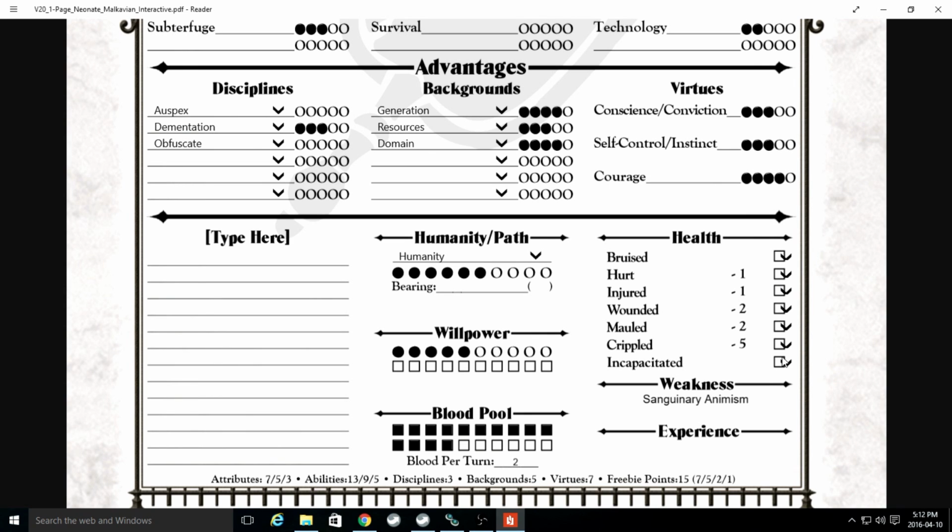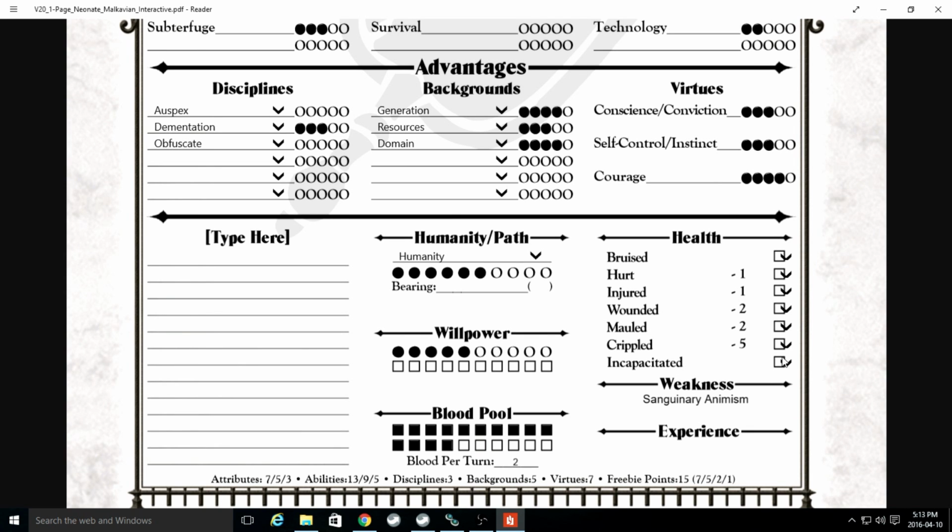So, sanguinary animism is a very unique form of madness. Not quite like multiple personality disorder, because it's all made up by the vampire's mind, and the memories and such that they're seeing aren't real. They're not anything that has actually happened, just what the vampire thinks has happened based on what they know of the victim.